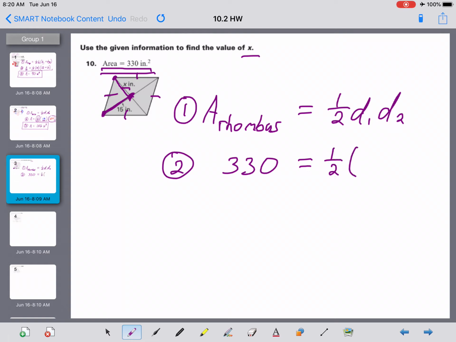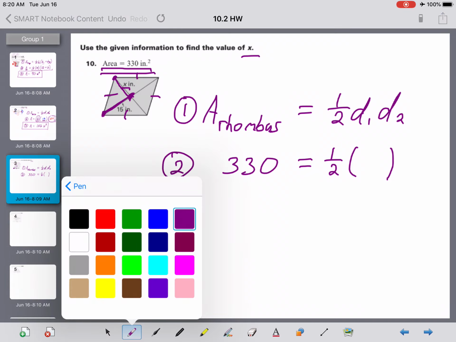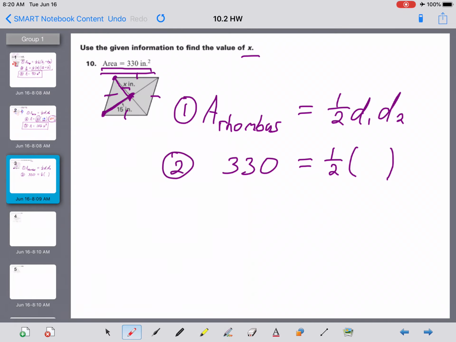Now, here's where things can get just a little bit tricky. Diagonal number 1, a lot of people want to put a 15 in for that, and you've got to be careful. The 15 represents the distance from here to here, but we've got this other component to it as well. Well, to go all the way back to chapter 6, we need to remember that a rhombus is also a parallelogram, and in every parallelogram, the diagonals bisect each other.